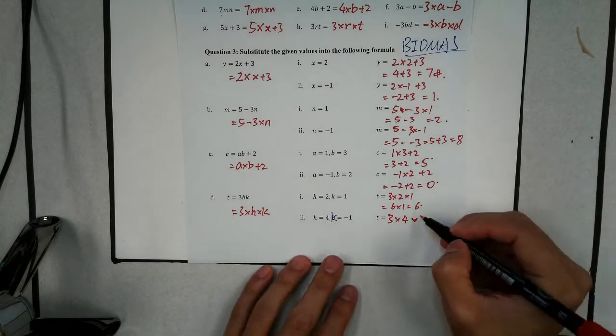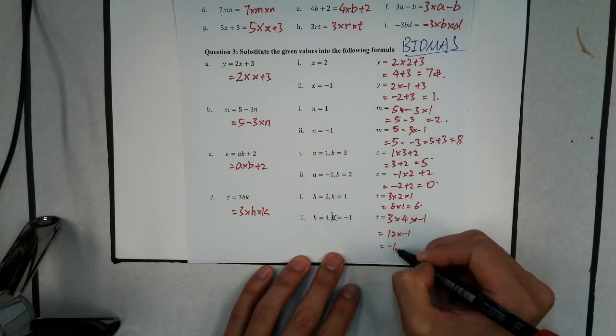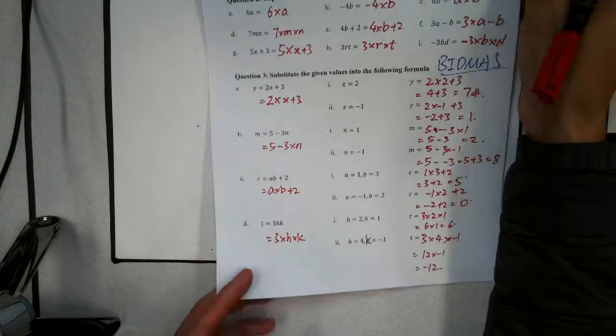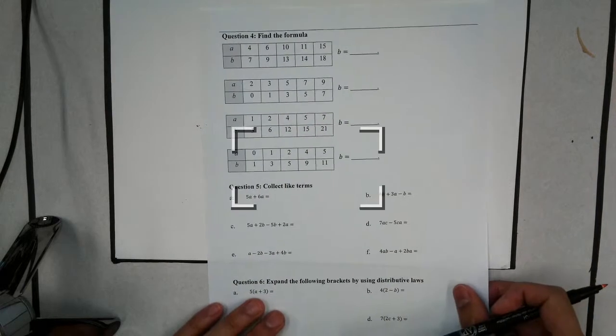So K is equal to 1, so we times negative 1. 3 times 12 times negative 1 is negative 12. So that would be the first page. Let's see the second page.